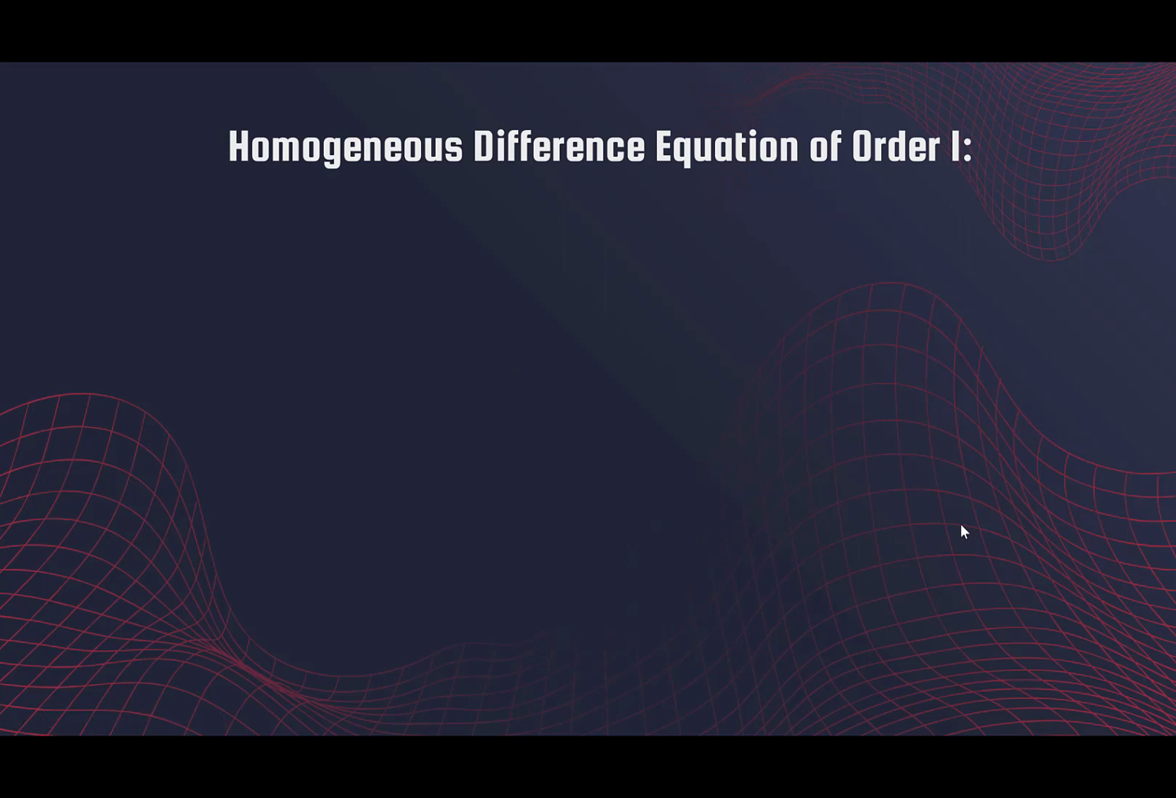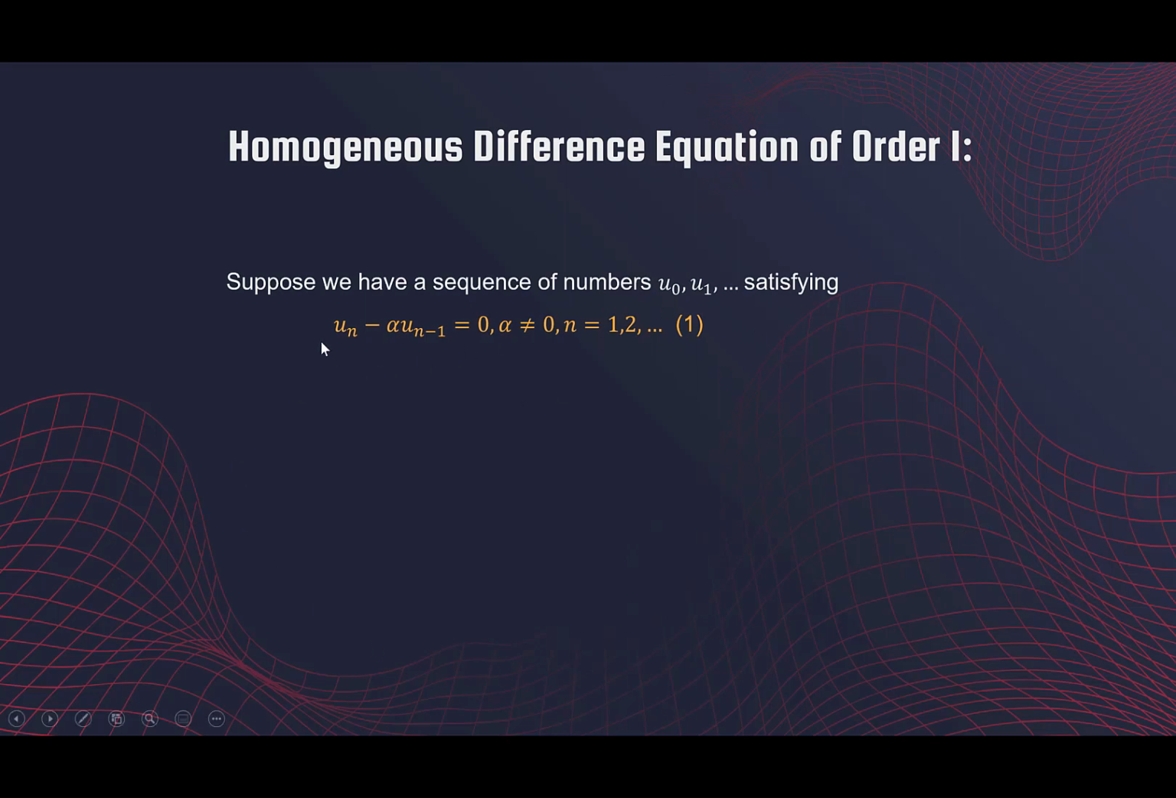So we will start with difference equation of order 1. If you have a sequence of numbers u0, u1 and so on that satisfy this particular equation, this is equation 1. So this is a homogeneous difference equation of order 1. I'll quickly show you an example of when this form pops up. If xt is an autoregressive one process, if you go back and look at the autocorrelation function of AR1, you will see that it satisfies this particular equation.